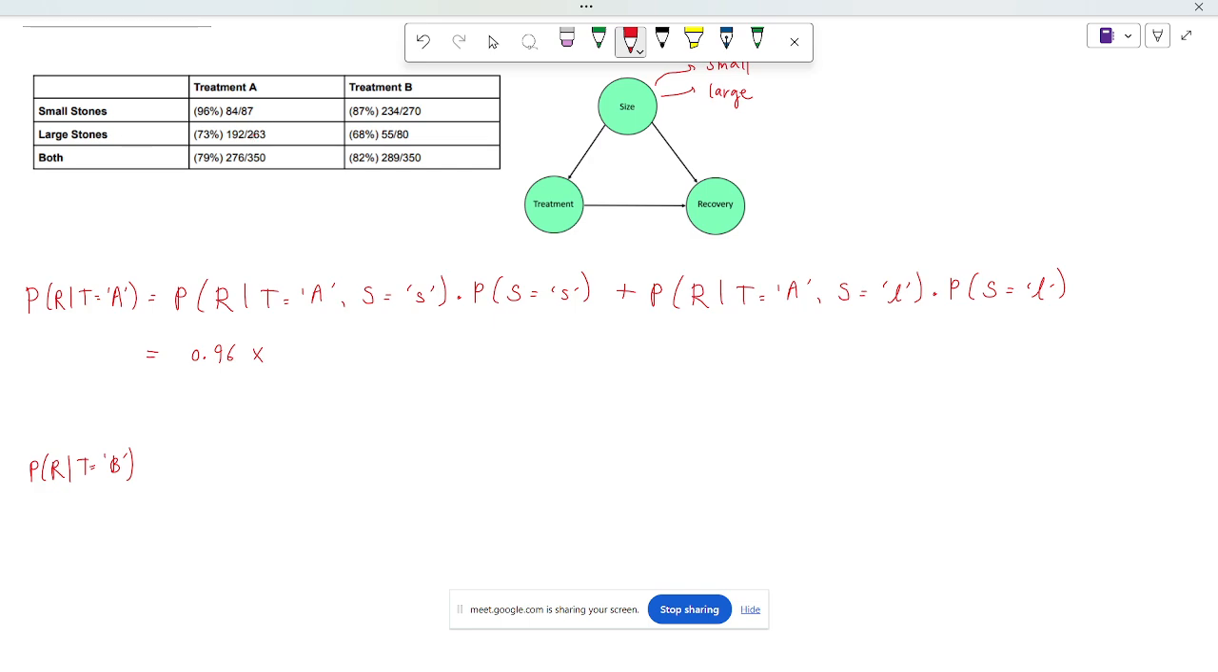So let's look at this. In total, how many stones are we concerned with? There are 350 stones over here, and there are 350 over here. 350 patients, I mean. So I'm going to do 350 plus 350 in my denominator. Now I want to know how many of these patients had small stones. So these are my numbers, 87 and 270. These two numbers are for the patients with larger stones. So I will do 87 plus 270.